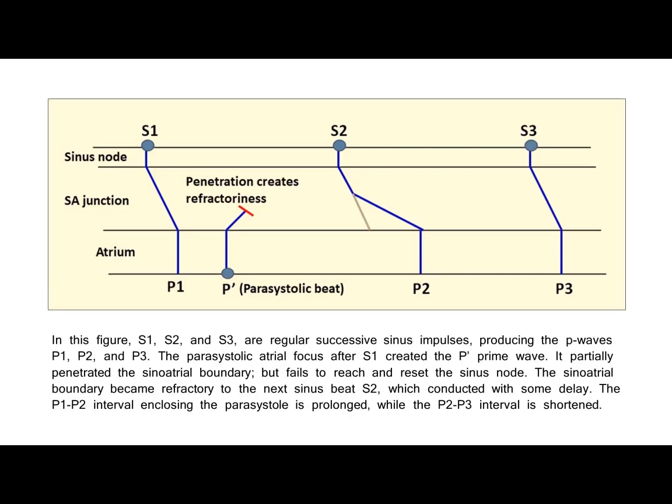In this figure, S1, S2, and S3 are regular successive sinus impulses, producing the P waves P1, P2, and P3. The parasystolic atrial focus after S1 created the P' wave. It partially penetrated the sinoatrial boundary, but fails to reach and reset the sinus node. The sinoatrial boundary became refractory to the next sinus beat S2, which conducted with some delay. The P1-P2 interval enclosing the parasystole is prolonged, while the P2-P3 interval is shortened.